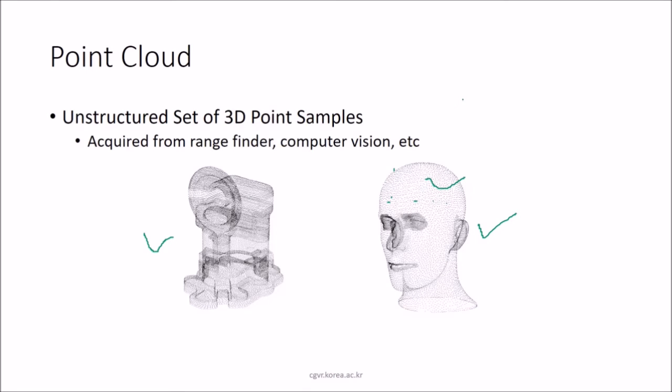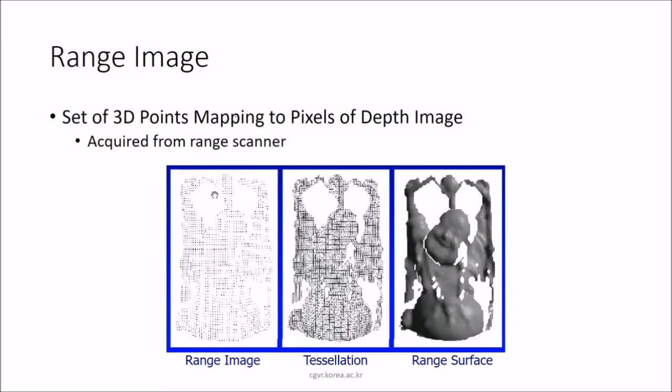And you know about points now. This is the range image. Range image means a set of 3D points mapping to pixels of a depth image. For example, it is acquired from a range scanner. This is a range image. Now this is a tessellation. You increase the tessellation, you combine. Means if these are points, you combine them in the form of triangles, and then you cover them with a surface. You place something on this like texture mapping.